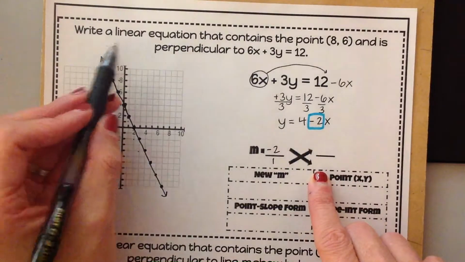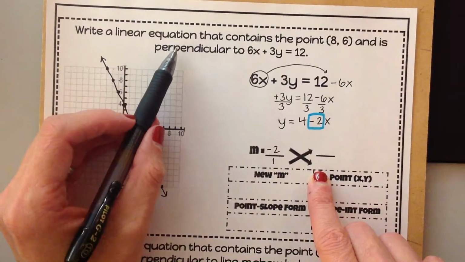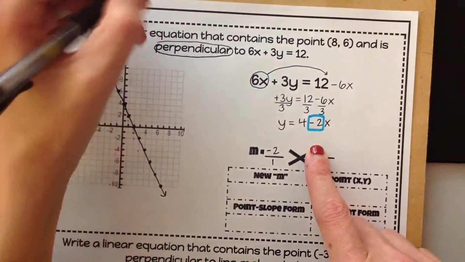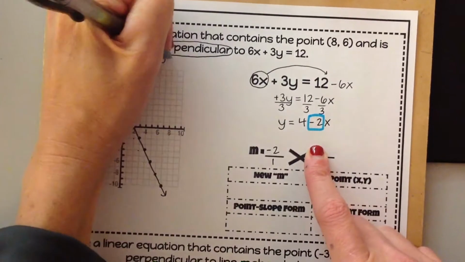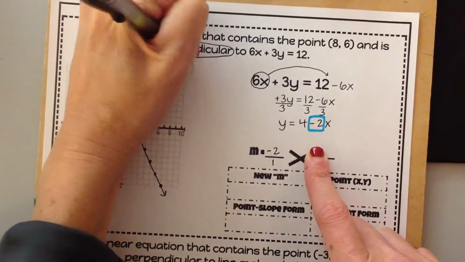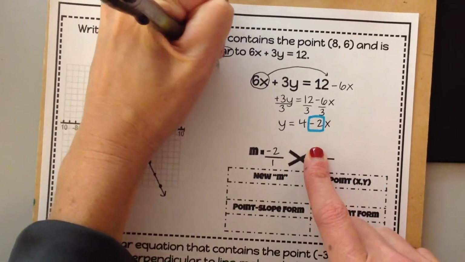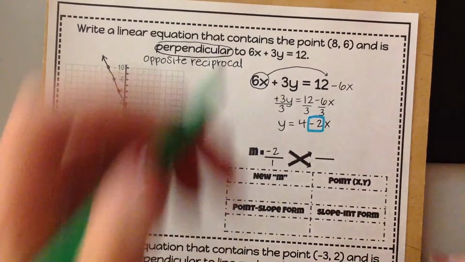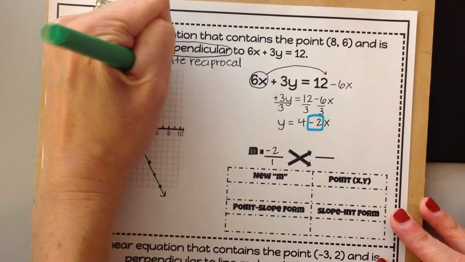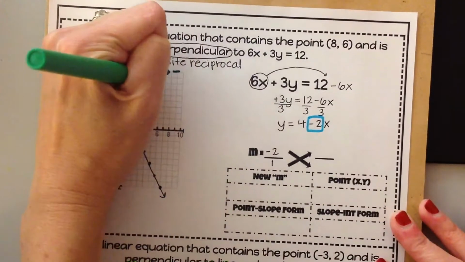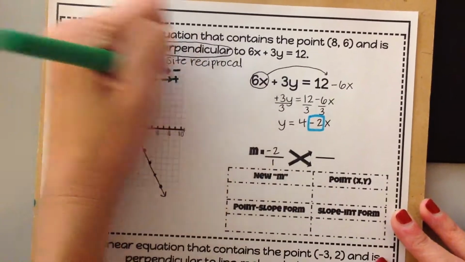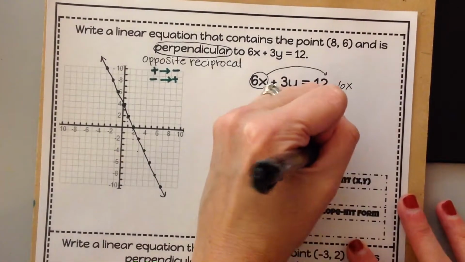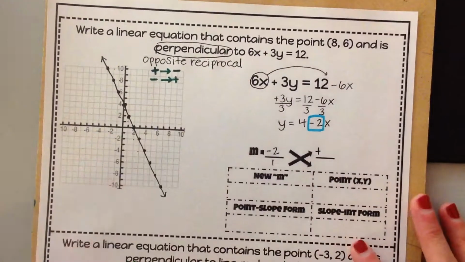But I want to write a linear equation that is perpendicular to this line. And when you see perpendicular, you need to think opposite reciprocal. Hopefully that was the pattern that you saw with the slopes. Opposite meaning that there's a sign change. It's going from positive to negative, or from negative to positive. So if I look at my slope, it's negative, which means it's going to change to a positive.